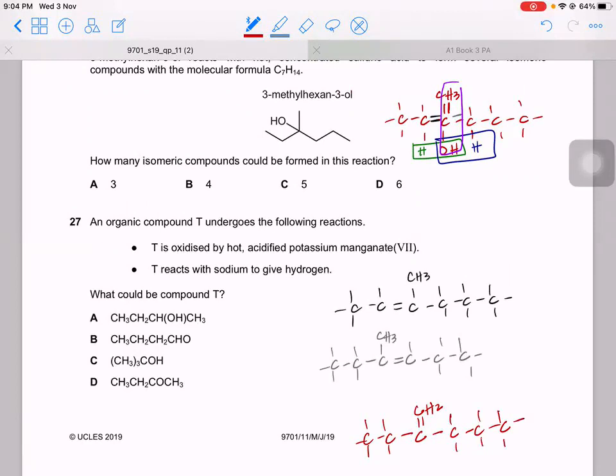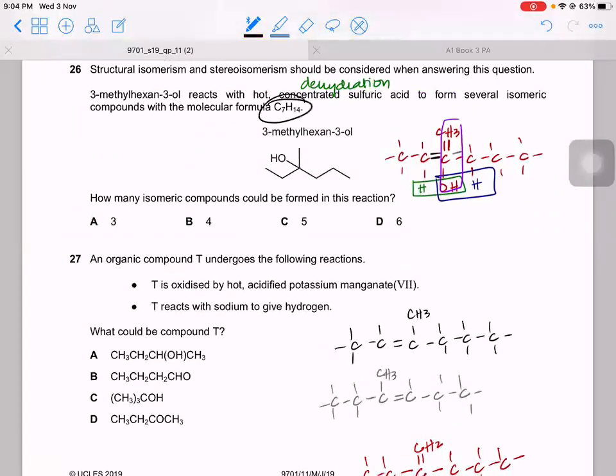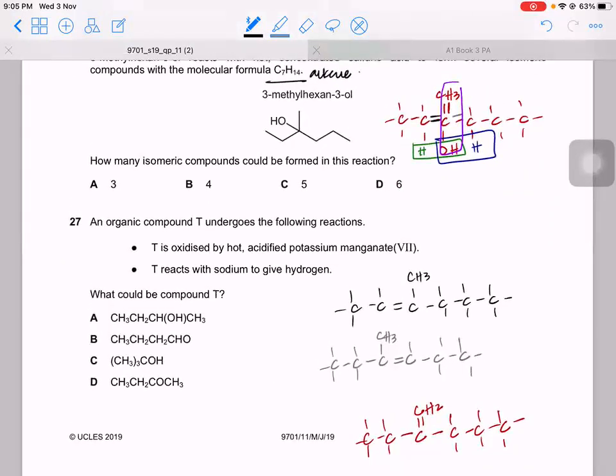So let's see now. They are saying consider structural and stereoisomers of the different types of alkenes that we can get. You see, they've told you that it's C7H14, and that is a general formula for alkene. So this right here is your alkene. Now, these are the alkenes. We've drawn them already. We got to take into account structural and stereoisomerism.